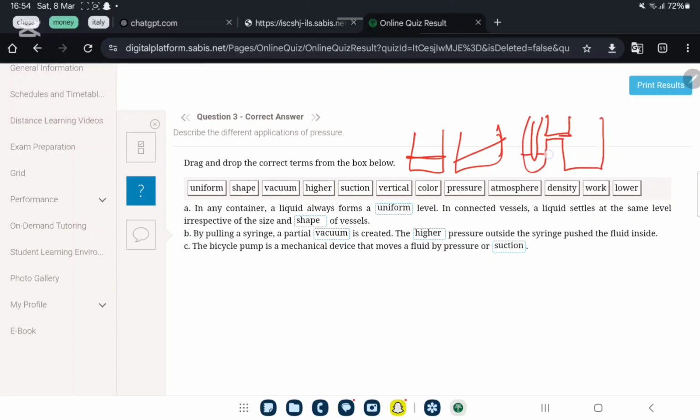The liquid is going to be here. It's not going to be going up like this or whatever. A liquid settles at the same level, irrespective of the size and shape of the vessel. By pulling a syringe, a partial vacuum is created. The higher pressure outside pushes the fluid inside the syringe, and the bicycle pump is a mechanical device that moves the fluid by pressure or suction.